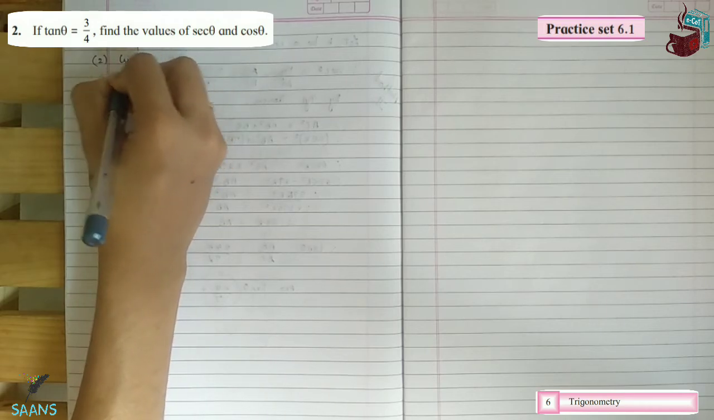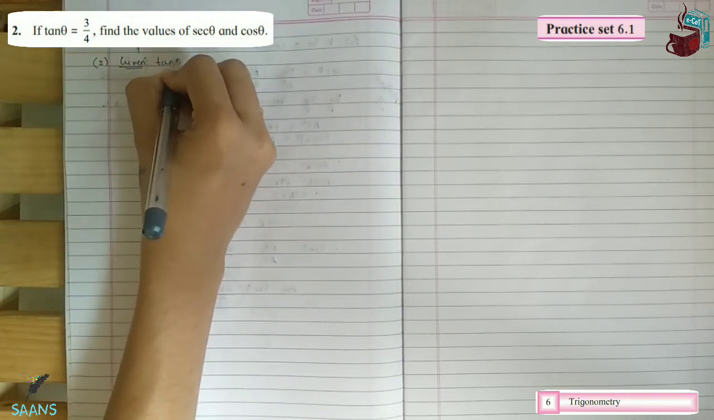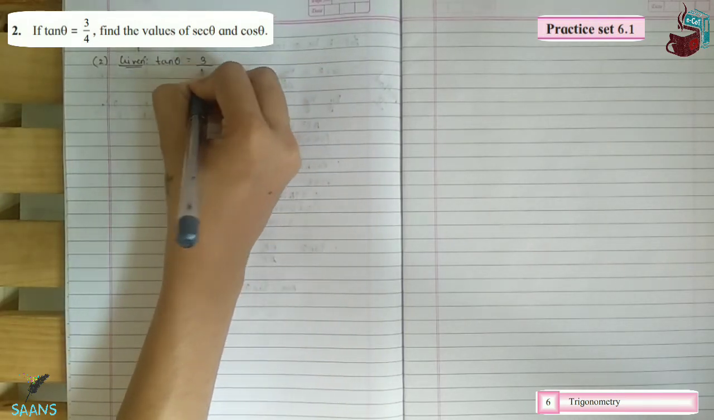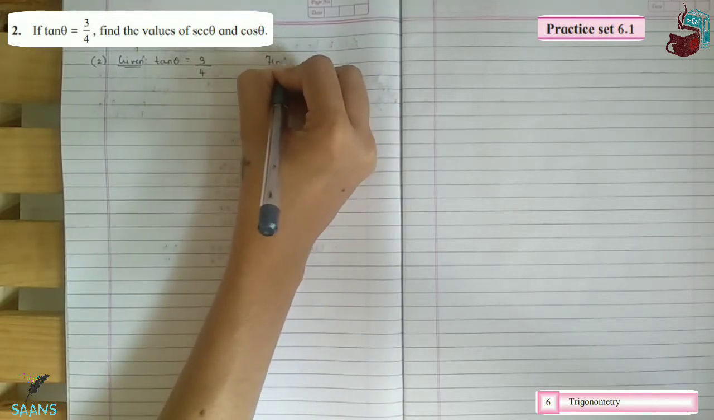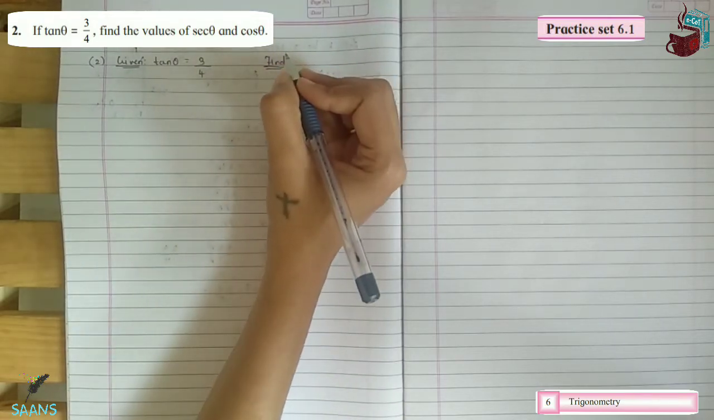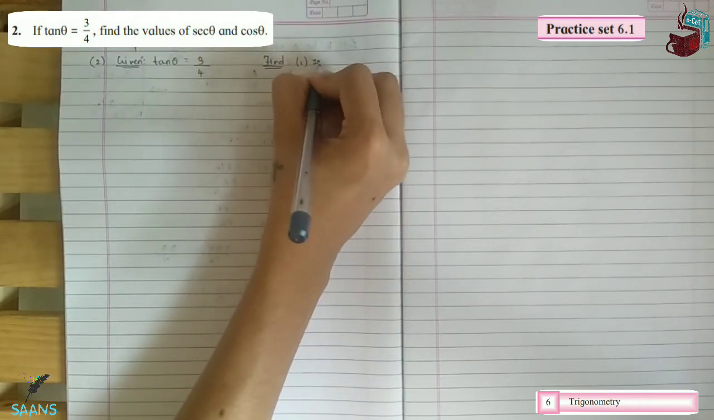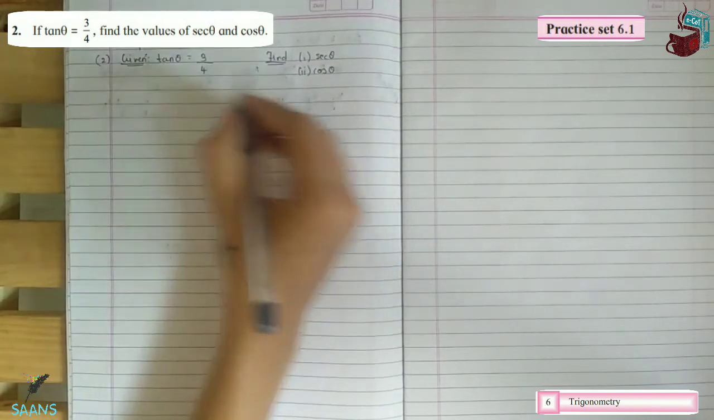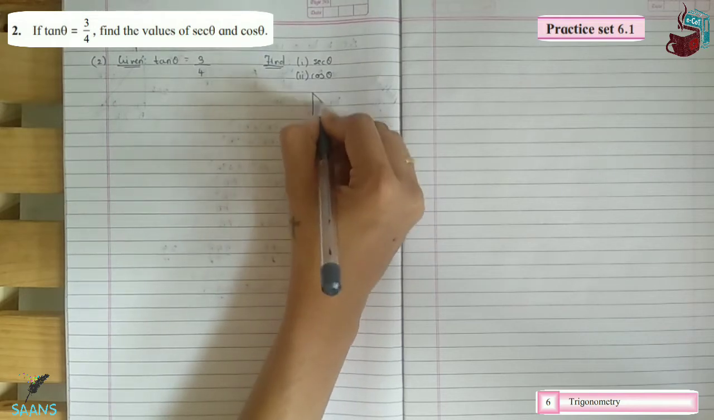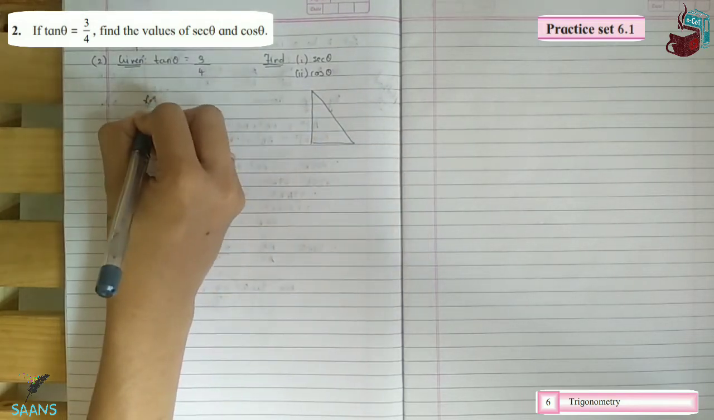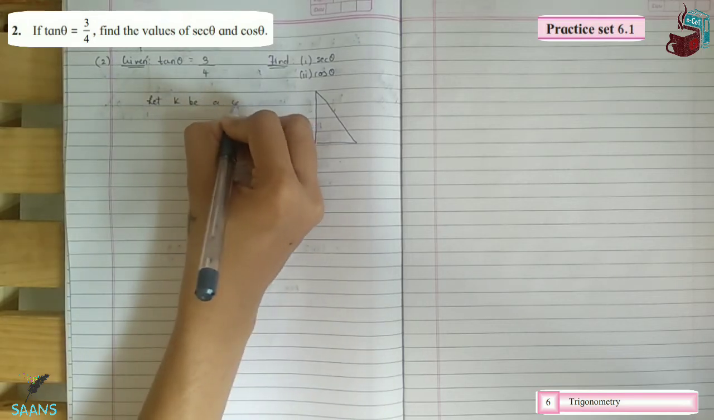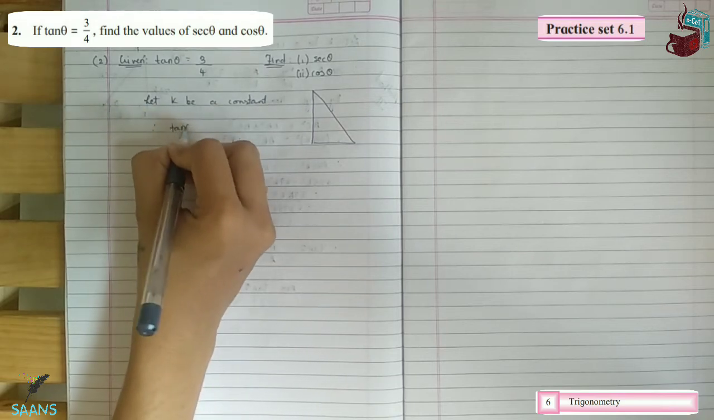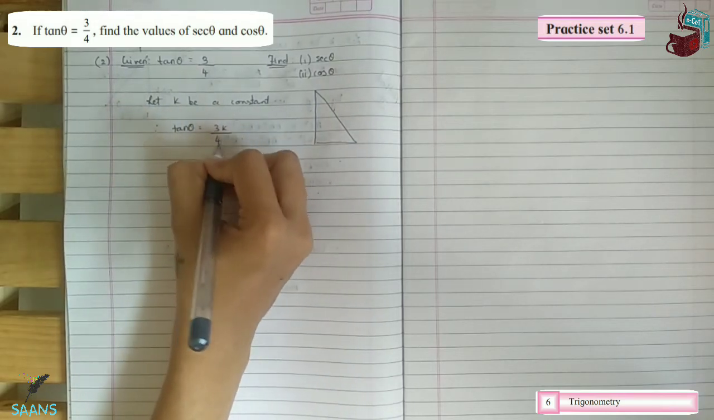Given tan theta is equal to 3 upon 4. Find first sec theta and second cos theta. It will be easy for you to understand now. So we are going to do the Pythagoras theorem method. Let k be a constant. Therefore, tan theta is equal to 3k upon 4k.